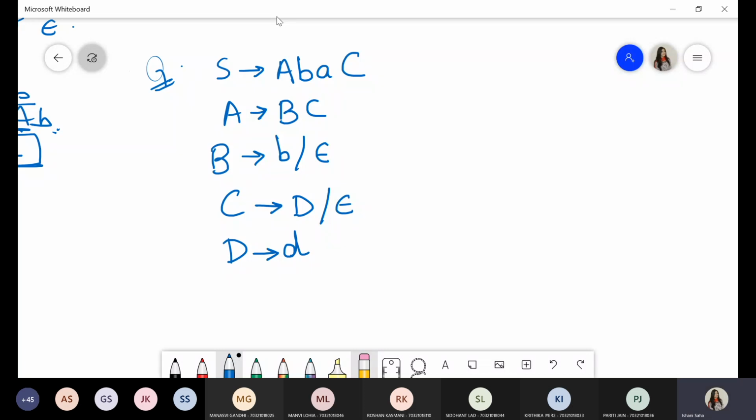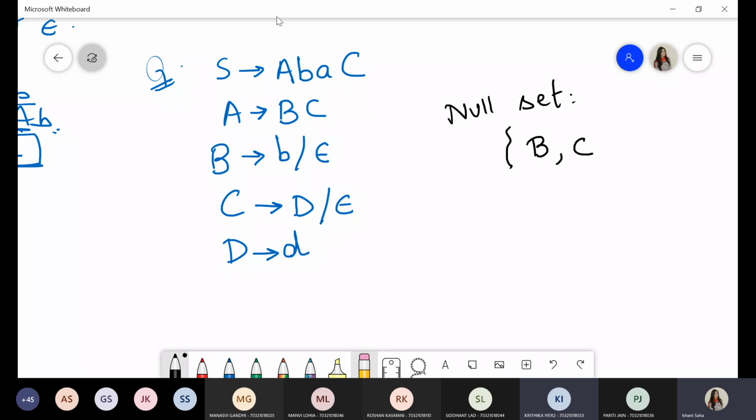Okay. So this is the grammar given to us. Now first is to finalize the null set. To form the null set, we will see which of the non-terminals are directly generating epsilon. Which of them are directly generating epsilon? B and C. Yes, B and C.